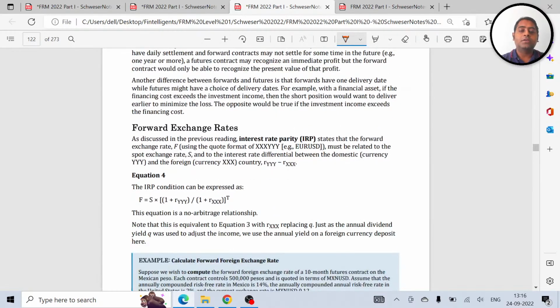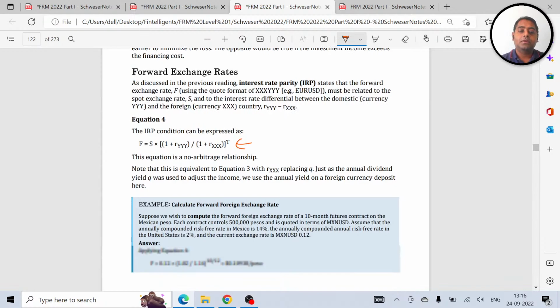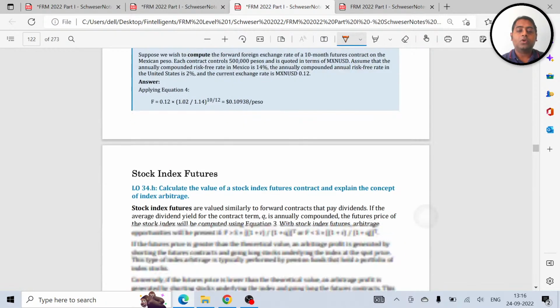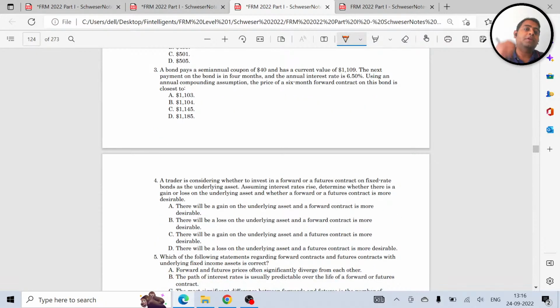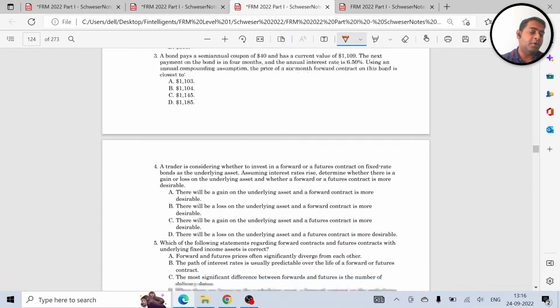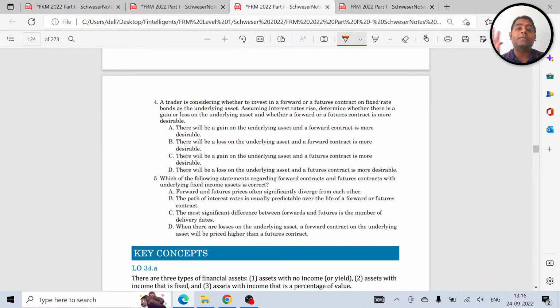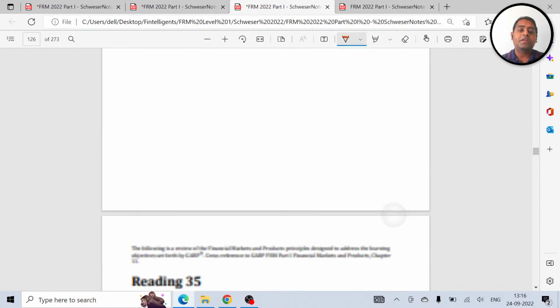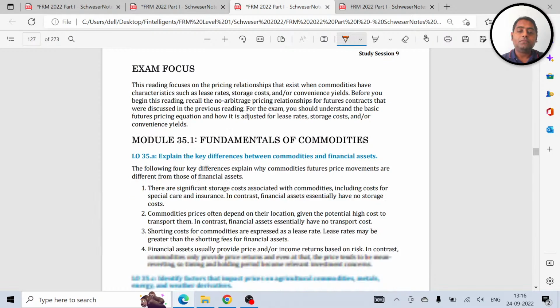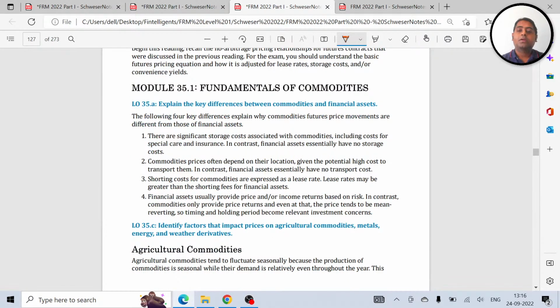Moving towards this formula is already covered in the previous chapter. Stock index futures, okay, done. So in this chapter, these three formulas are important, and then don't just look at it from the formula perspective. Please understand the concept because they might ask you theory also. Let us go to commodity forwards and futures. Over here, why is there a need?